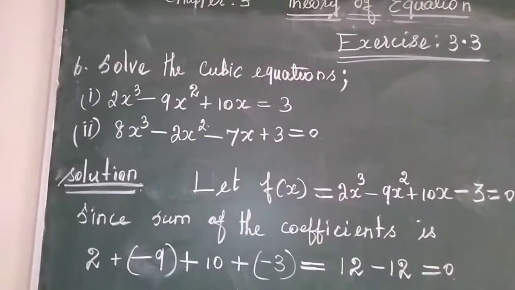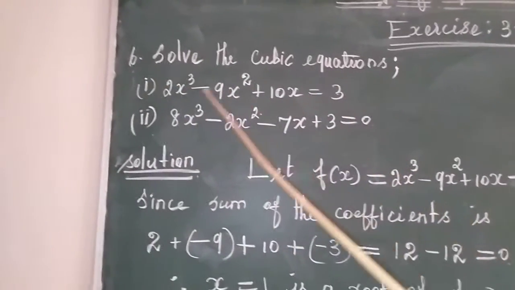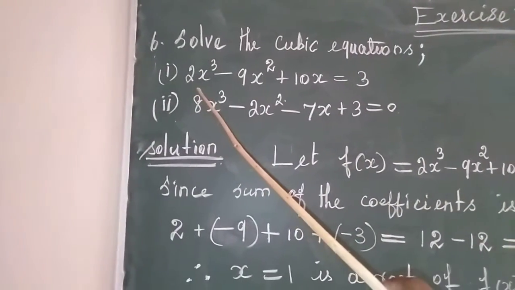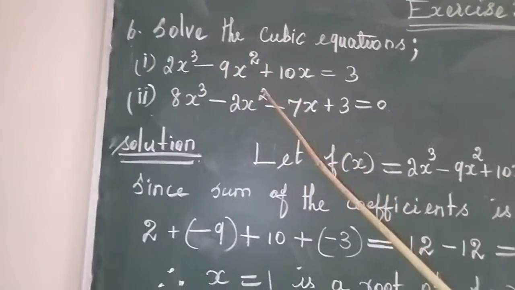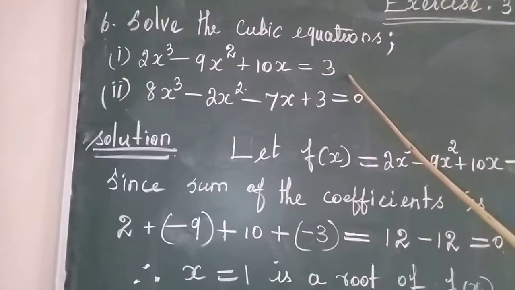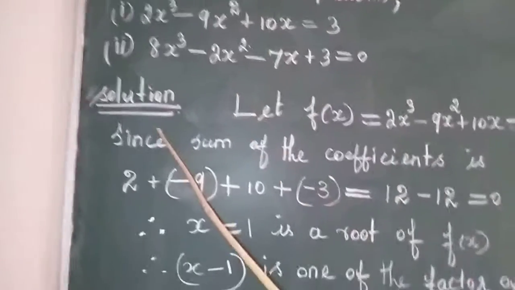Now we are going to learn exercise 3.3 question number 6. In that, the first subdivision is 2x cube minus 9x square plus 10x equal to 3. Now we are going to solve this first subdivision.